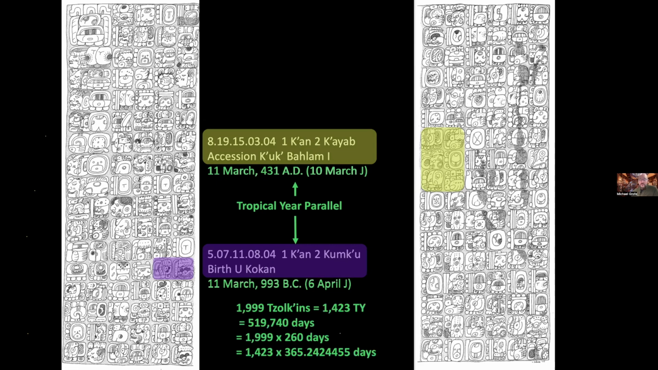What this works out to is 1,999 Tzolk'ins, which is, you can notice, both of the dates fall on the Tzolk'in date 1 Kan to Kayab and 1 Kan to Kumku. They are separated just by 1 Winal in the Haab. This one, the birth of U Kokan onto Kumku, and the accession of K'uk Bahlam onto Kayab. That also caught my eye.